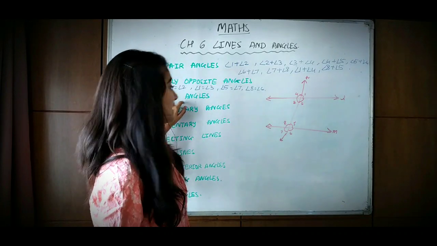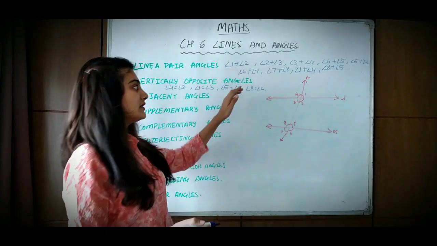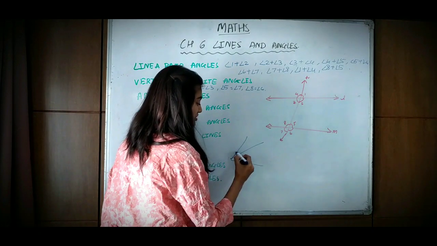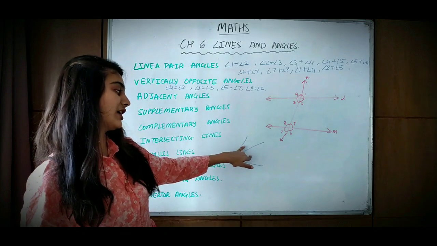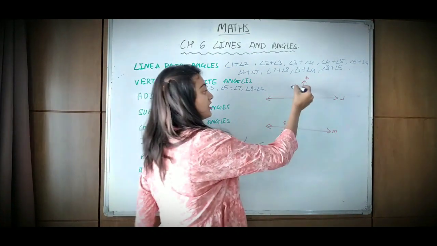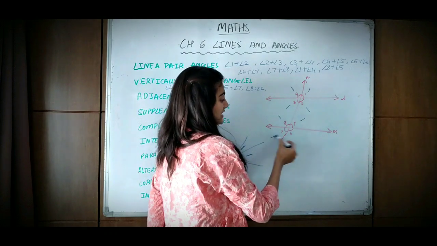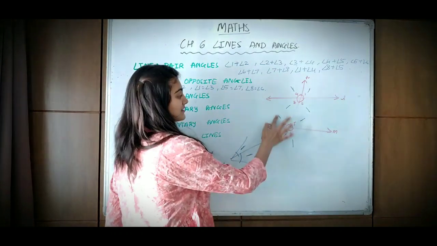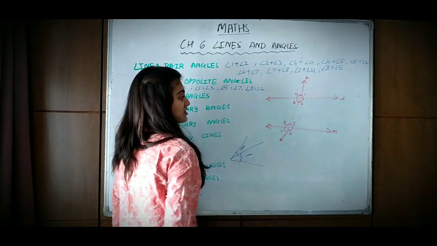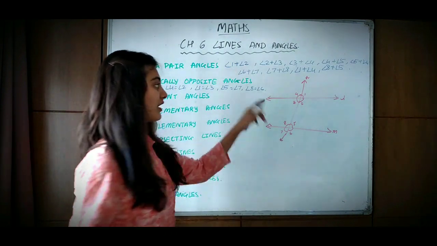Then let's see adjacent angles. In a linear pair two angles form 180 degrees, but any angle which is beside any other angle, then they both are adjacent angles. So this angle and this angle would be adjacent angles. Over here 4 and 1 are adjacent, 3 and 2 are adjacent, 8 and 5, 7 and 6, they are adjacent. So these are some examples of adjacent angles.